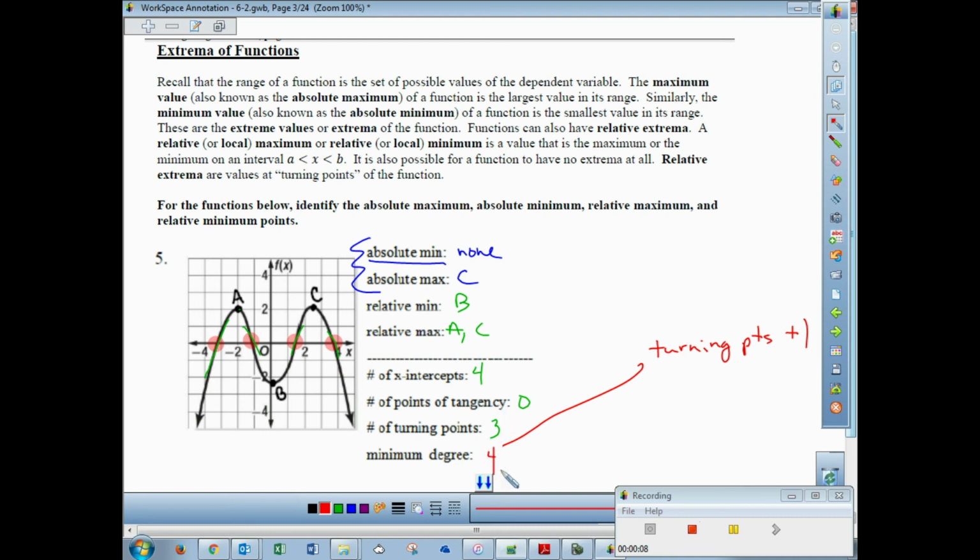Then you better double check for making sense. 4 is an even degree. Is this graph an even degree graph in behavior? It doesn't mean that this is a 4th degree polynomial. It could be a 6th. It could be an 8th. It could be a 10th. But the minimum possible degree is a 4th degree polynomial. Let's try the next one.